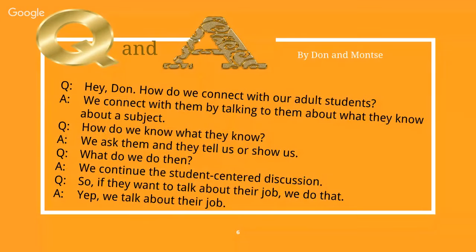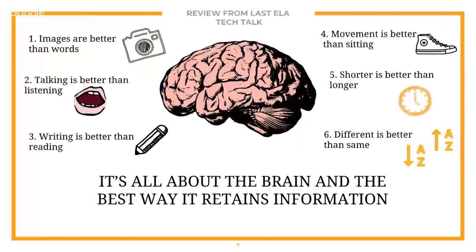Hey, Dawn, how do we connect with our adult students? We connect with them by talking to them about what they know about a subject. So how do we know what they know? We ask them and they tell us or show us. What do we do then? We continue the student-centered discussion. So if they want to talk about their job, we do that? Yep, we talk about their job. Okay, sounds good. Next slide, please.